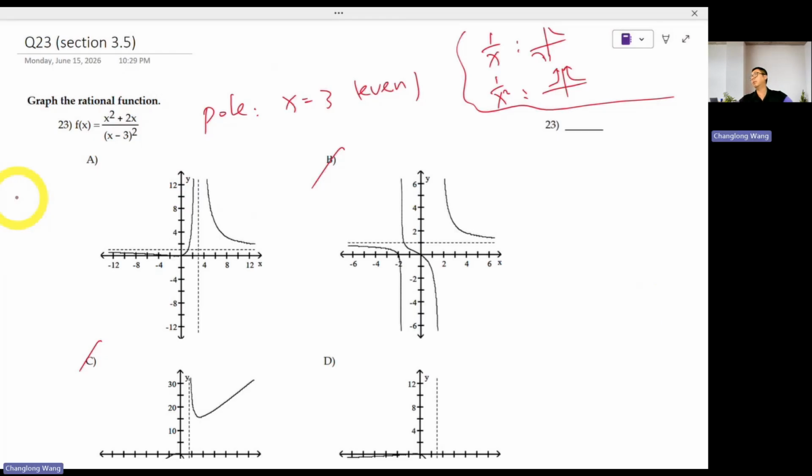Okay, so that's probably one way to see it. Or I prefer that you remind yourself that the degree of the numerator and the degree of the denominator are the same, and therefore that falls into one of the cases that we talked about. So it has a non-zero constant HA, since the leading coefficient of the numerator is 1. The leading coefficient of the denominator is also 1, even though you're going to square it, but 1 squared is still 1. So therefore, there should be an HA at 1. Okay, so you're going to go with letter A.